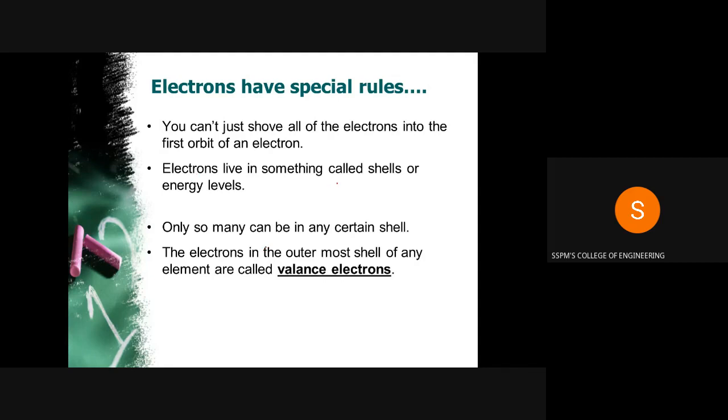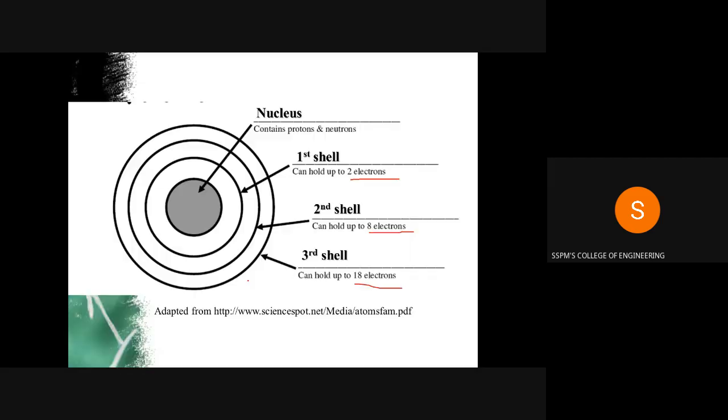Electrons live in something called shells or energy levels. Only so many can be in a certain shell. The electrons in the outermost shell of elements are called valence electrons. So electrons in the outermost orbital are called valence electrons. Valence electrons means the electrons in the outermost shell.